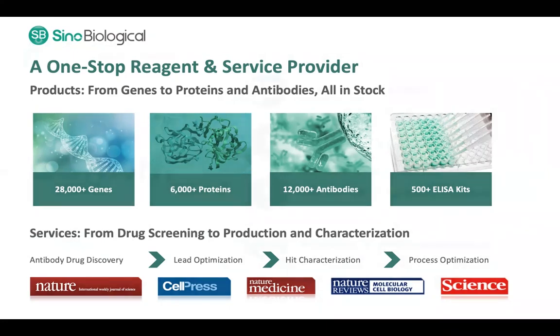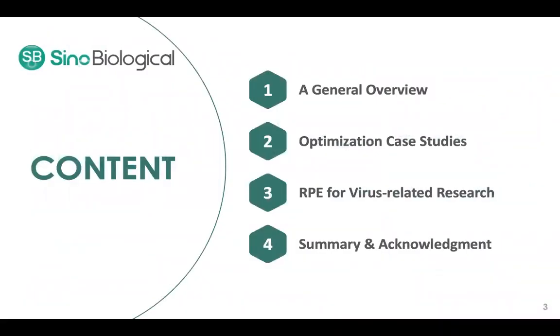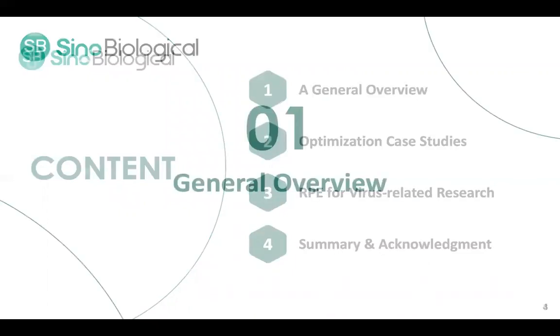So with that out of the way, let's go to the main topic for today, which is recombinant protein expression. In this quick talk, I'm going to first give a very quick overview of the concept of the technology. I would also like to show you some case studies that we do to demonstrate the optimization process that we perform here at Sino. Recombinant protein expression is also important for virus-related research, and I'll briefly touch on that as well. And last but not least, of course, is the summary and acknowledgement.